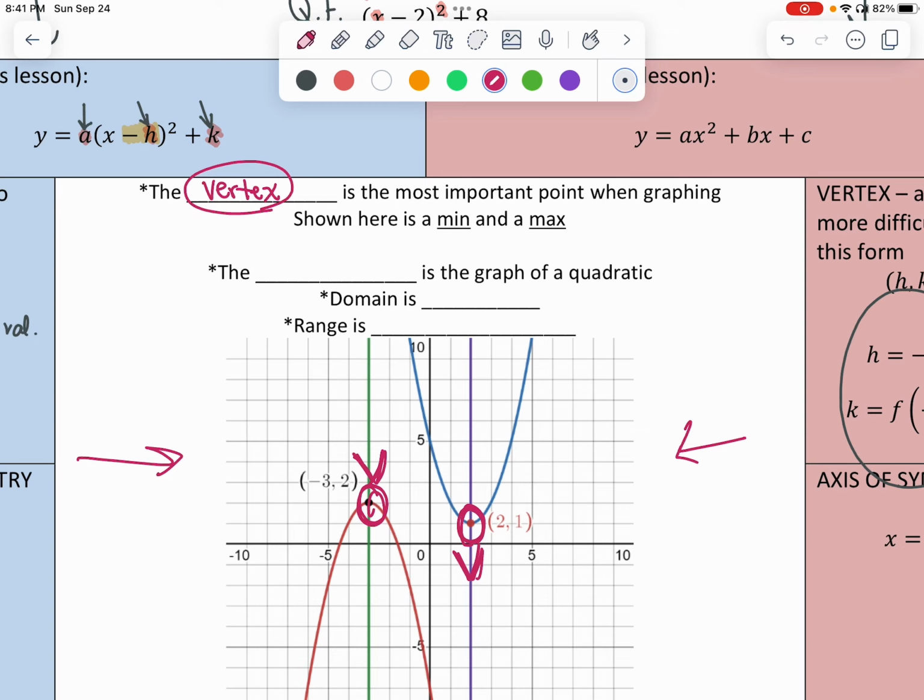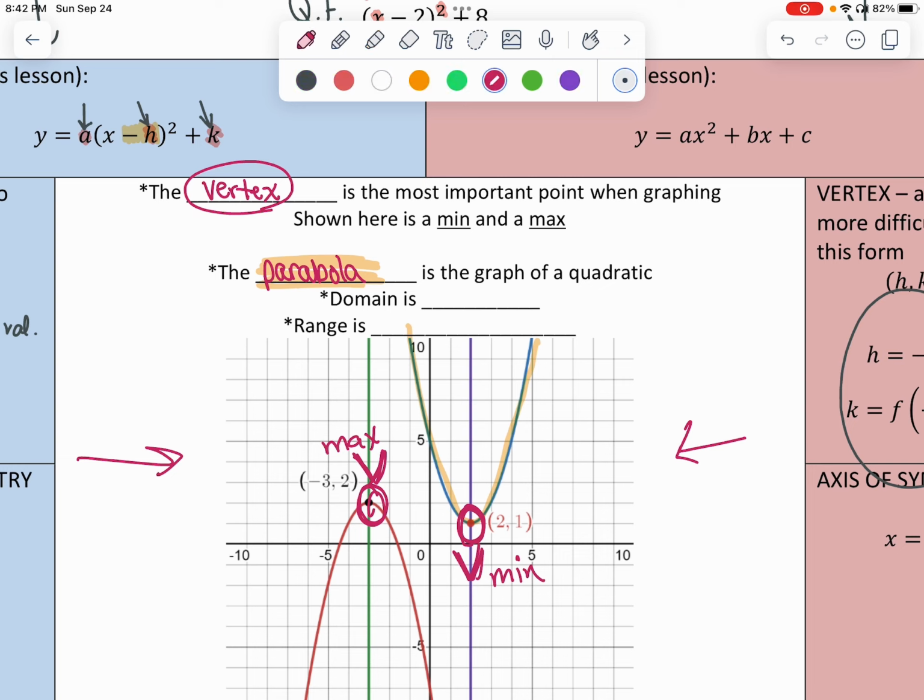Okay. This one on the left is a maximum. See how it has like a top, and this one on the right is a minimum because it's at the bottom. The parabola, it's just a really fun word. A parabola is a graph of a quadratic. So I was like, hey guys, look at this parabola. I'm just talking about that U shape.